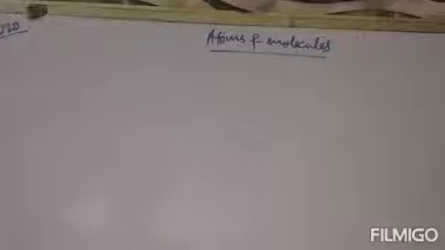This is the third session of the Atoms and Molecules chapter. In this session, we will discuss two important topics, the last topics of this chapter: one is valency and how to write a chemical formula, and a little bit about the mole concept and molecular mass, and the chapter will be complete.